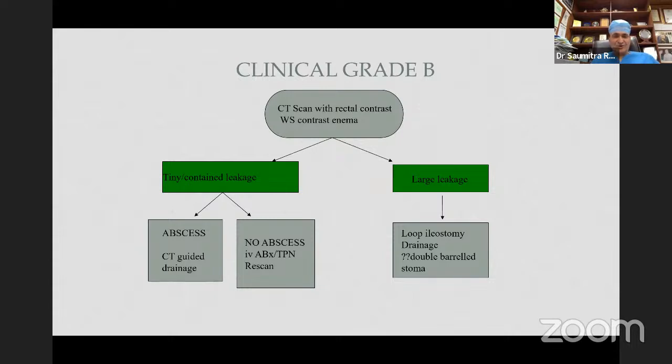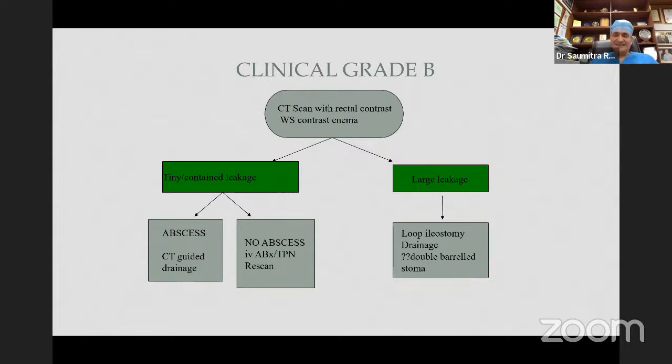So this is what happens if you have a tiny or contained leak. You can do a CT-guided drainage. If there is no abscess or collection, you give an antibiotic and rescan. If it is a large leak, then you need to take the patient back to theater.